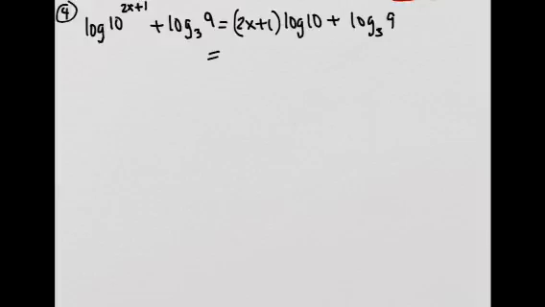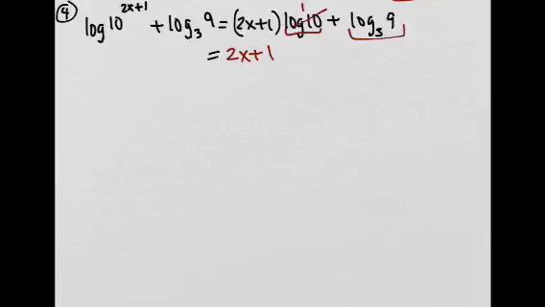Okay, so first thing I did for number 4 is I took this exponent and put it down here as a coefficient of the log. And so you have that right here on the right side of the equation. Now log 10 is 1 because the base is 10. So 10 to the first power gives you 10. So this is 1. So here I have 2x plus 1.